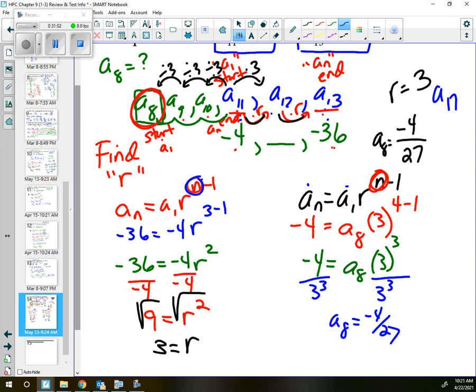So just always think about order, small to big. Is the term you're looking for before or after the term you have? That'll determine whether you're looking for the starting term or the ending term. But the whole key thing is figuring out, hey, what's that R?